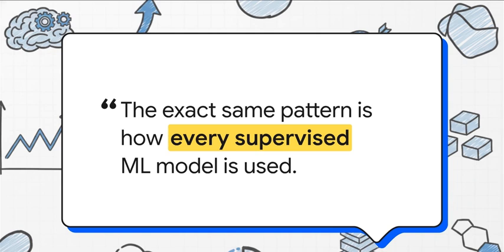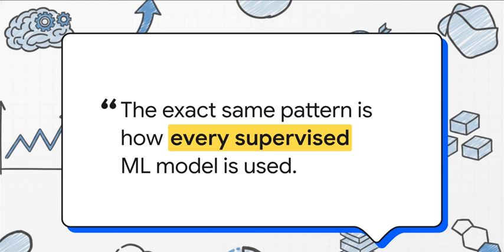And I have to point out, this brilliantly illustrates the true scale of what you're learning today. The exact same pattern is how every supervised ML model is used, from our little 3-feature housing model all the way up to a 100 billion parameter large language model. Seriously, how incredible is that? Whether you're predicting a simple house price or you're interacting with a massive AI that predicts the very next word in a sentence, the fundamental pattern, load, split, fit, evaluate, predict, remains exactly the same across the board. You are literally looking at the foundational architecture of AI here.